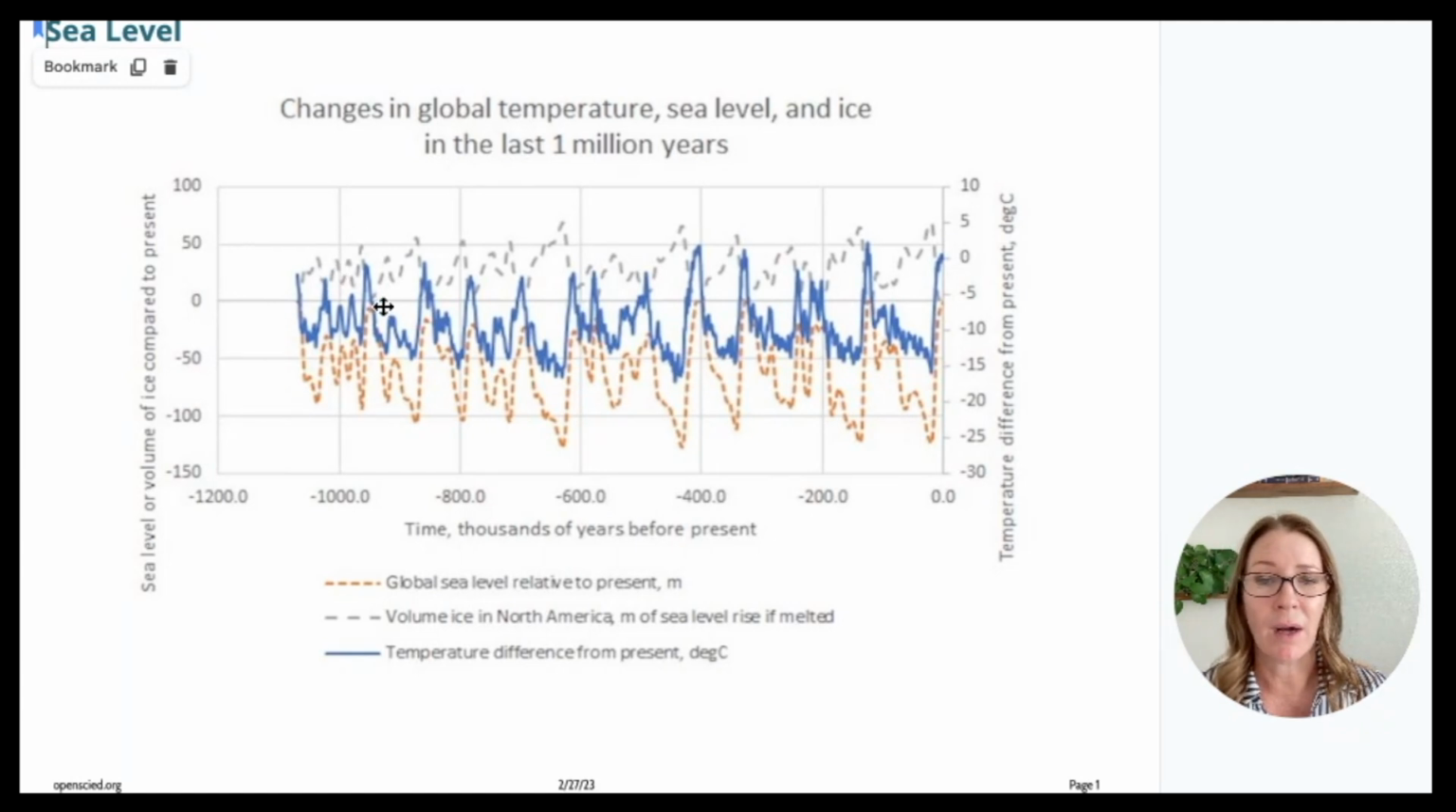And so what students are going to look for are patterns, and really what they're going to figure out is, look at when this goes up, that goes up, and the volume of ice goes down. So as temperature goes up, the sea level rise goes up, and the ice melts. A little hard to understand, but it's just the beginning of interpreting the data on this and looking for patterns.